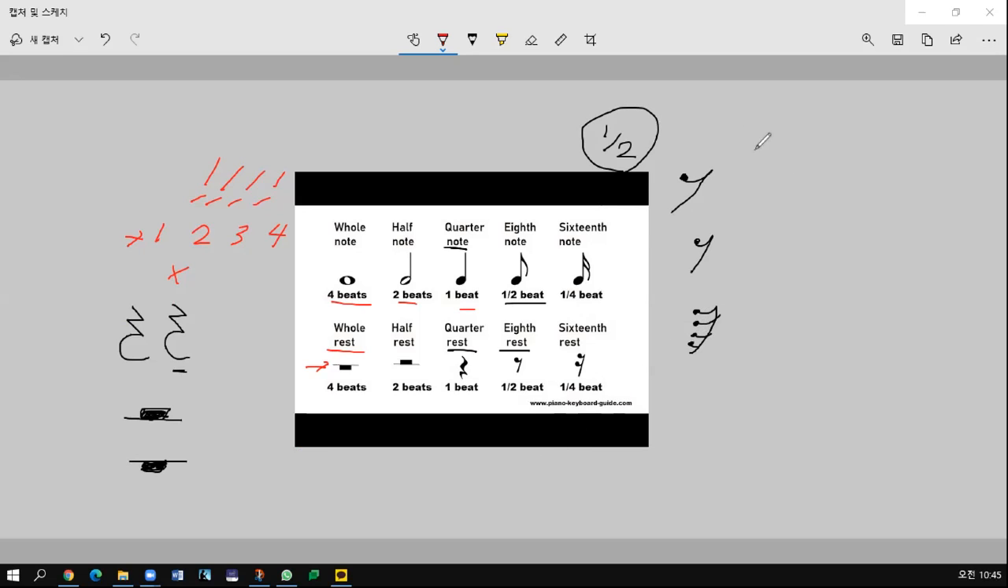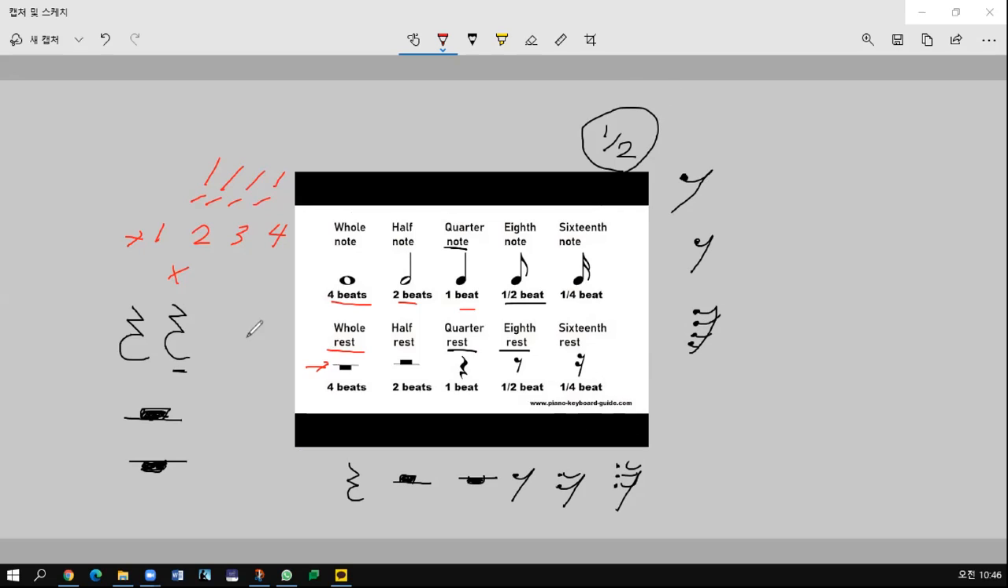So quarter rest, 1, 2, 3, 4; half rest, hat; whole rest, basin; eighth rest; 16th; 32nd, like that.